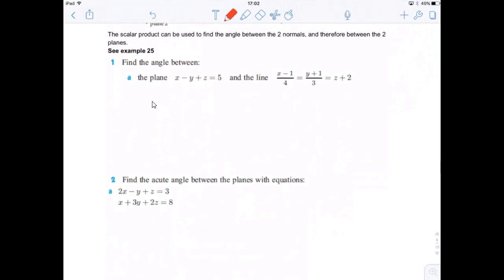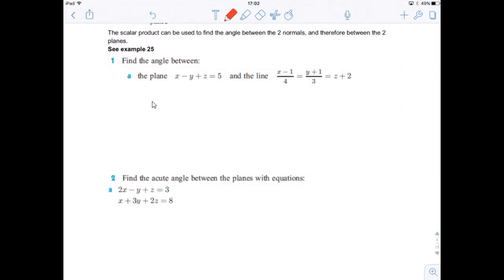Let's see, number one. Find the angle between the plane and the line. To do that, let's first find the normal vector to the plane, which we can see is 1, negative 1, 1, right? And then we're going to find what the direction vector of this line is.